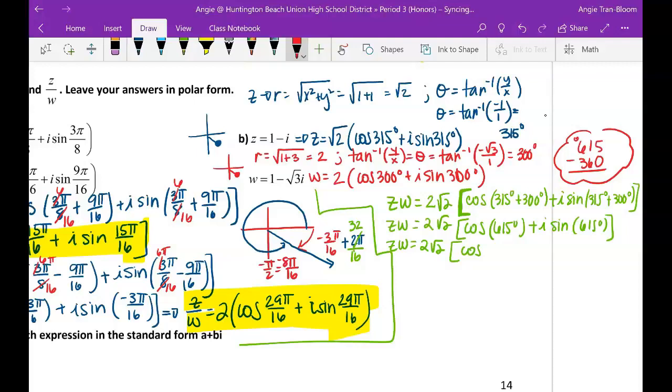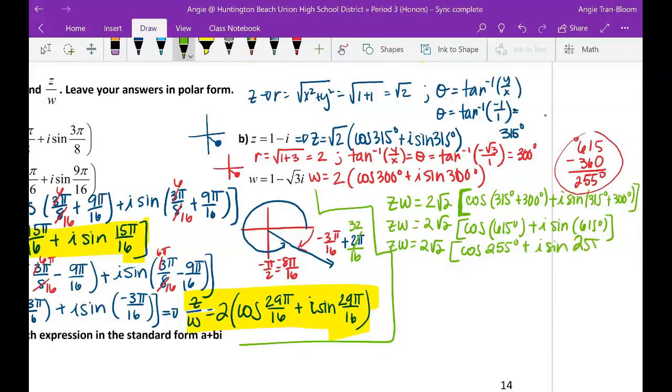Let me confirm really quickly. 615 minus 360 is 255. Take away a revolution, and it's the same location as 255 degrees. So that's what we would use instead of 615. And yes, you do have to bring it back to the first revolution. So 255 degrees here as well. So that is the answer if we were to multiply them.